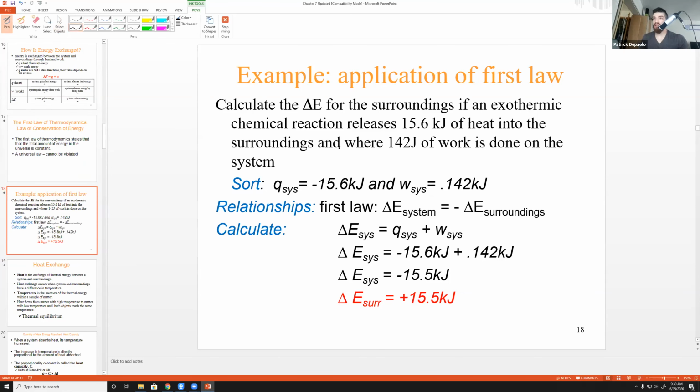Okay, so for this example, let's read the question carefully. Calculate the delta E. All right, so we're probably going to use delta E equals Q plus W, for the surroundings, if an exothermic reaction releases 15.6 kilojoules of energy of heat into the surroundings, and where 142 joules of work is done on the system.